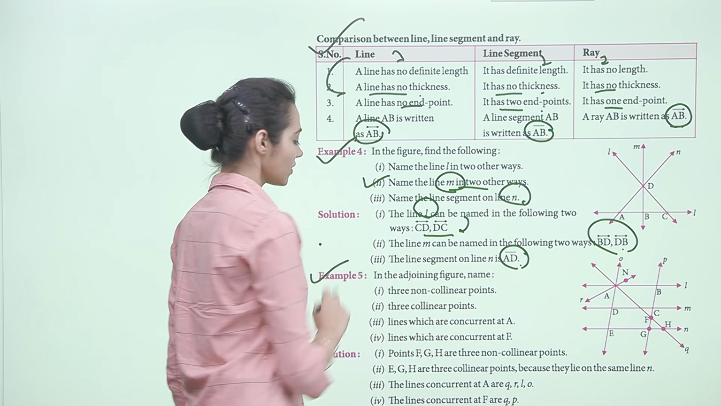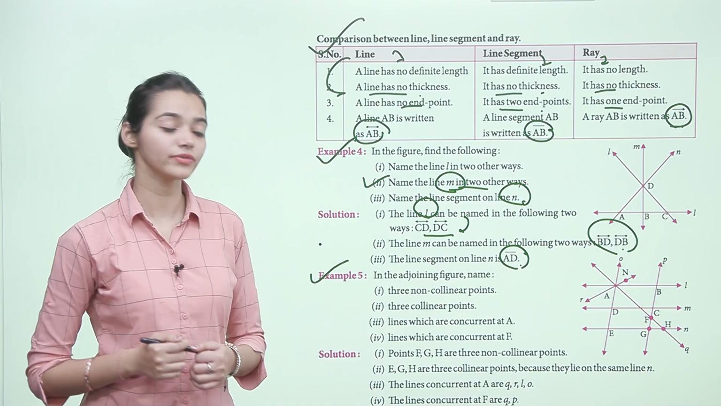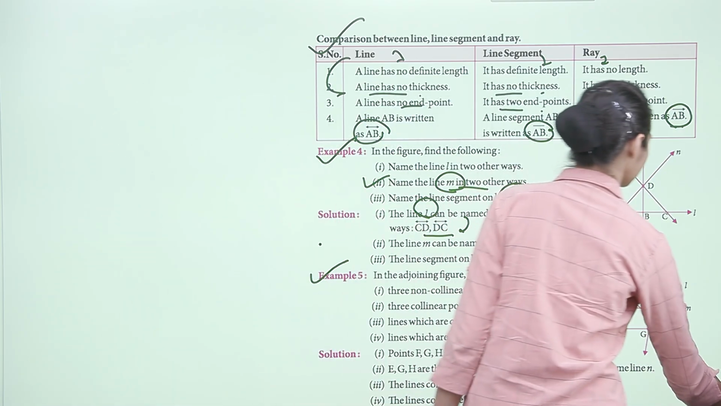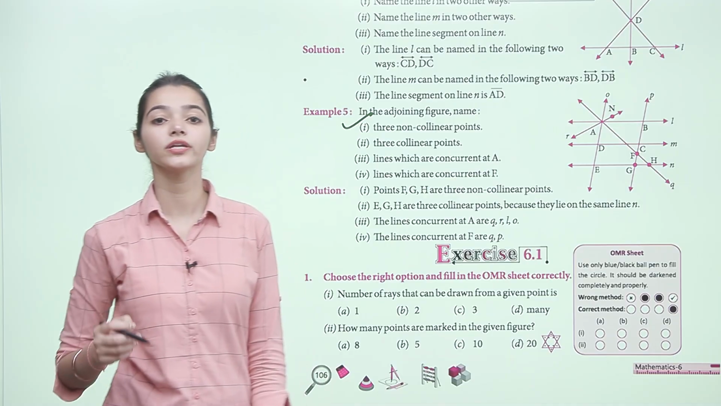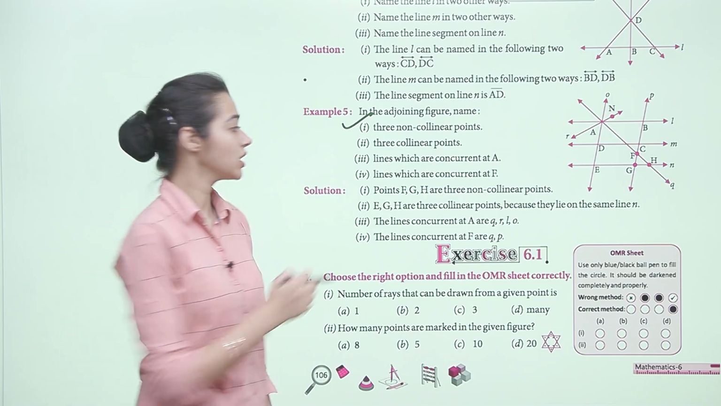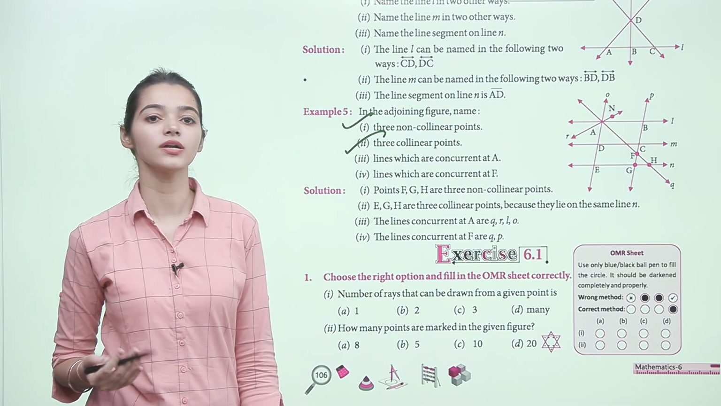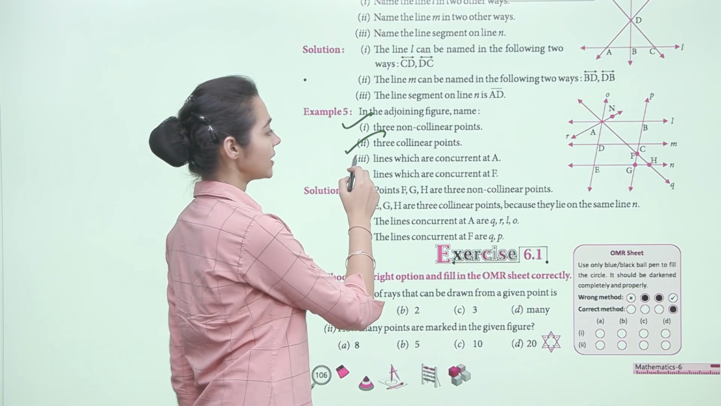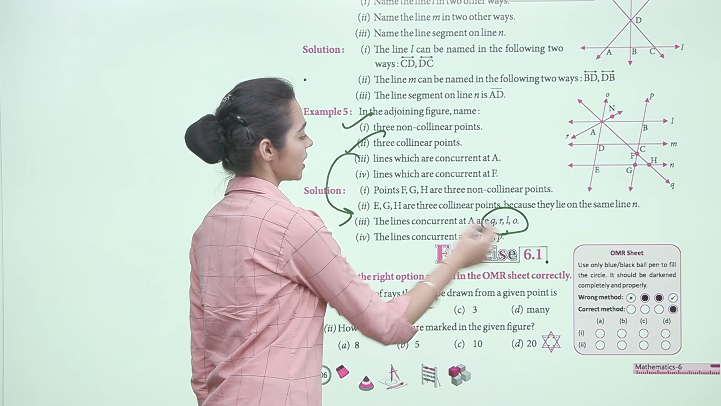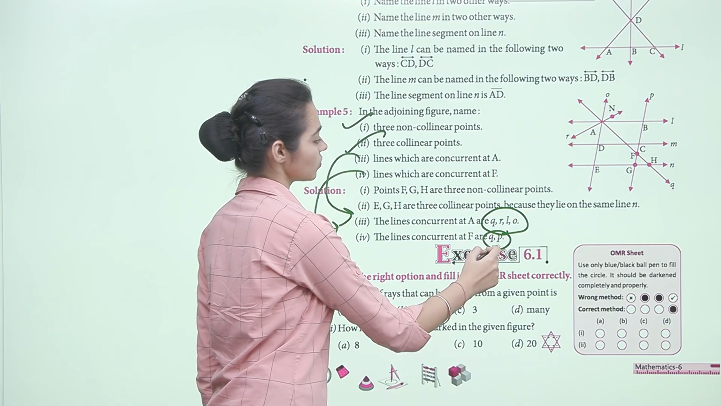Now in example number 5, in the adjoining figure we have to name these. The 3 non-collinear points are F, G and H. The 3 collinear points are E, G and H. The lines which are concurrent at A are Q, R and O. The lines which are concurrent at F are Q and P.